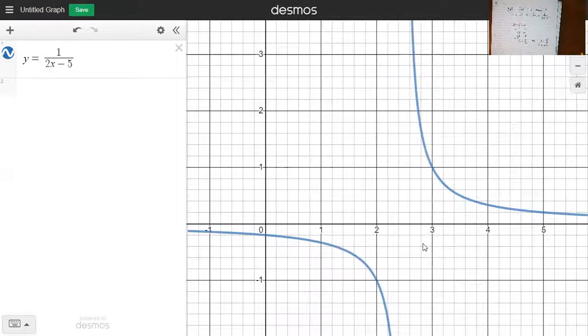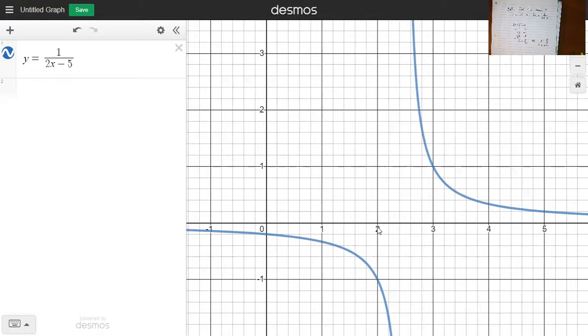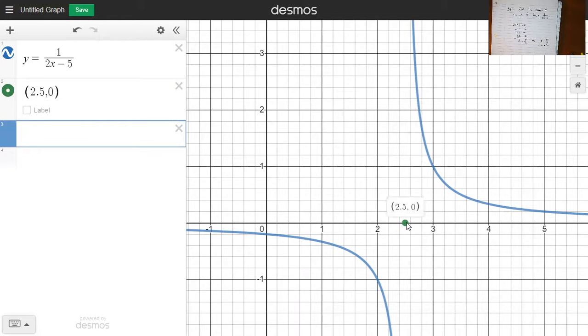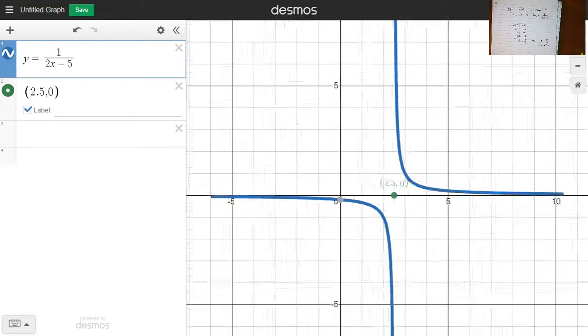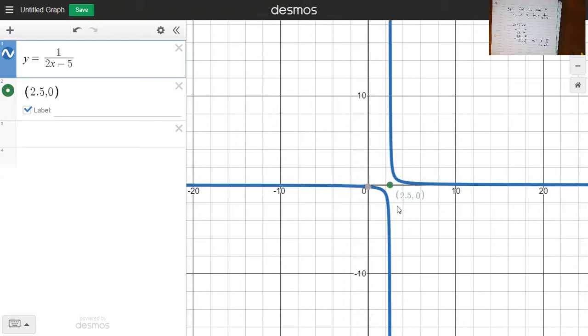So if you look at our graph right here, 2.5, here's 2, here's 3. So 2.5 is right about here. In fact, we can put that in. Let's put in the point 2.5 comma 0. Okay, so there's where 2.5 is, right there. So we can see that this graph looks like it's coming in that direction. But when we get to this neighborhood, the graph starts shooting down on one side and it starts shooting up on the other side.